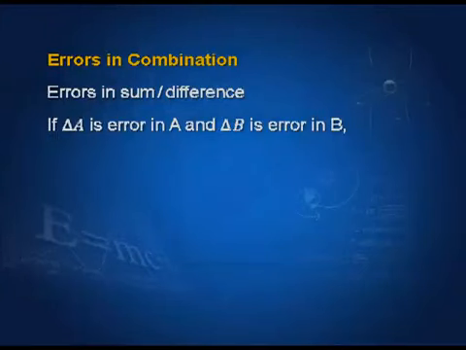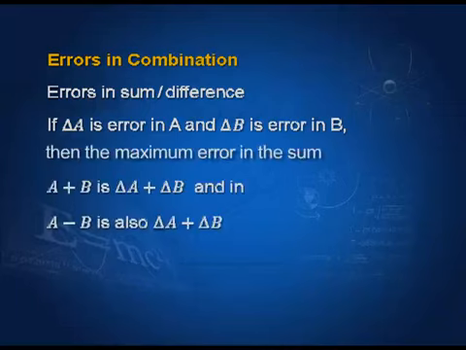Many times you have to think of errors in combination. Suppose you measure two quantities A and B, and delta A is the error in A and delta B is the error in B. Then the maximum error in this sum A plus B is delta A plus delta B, and even if you take the difference A minus B, the error is still delta A plus delta B. That is why it is called maximum error.